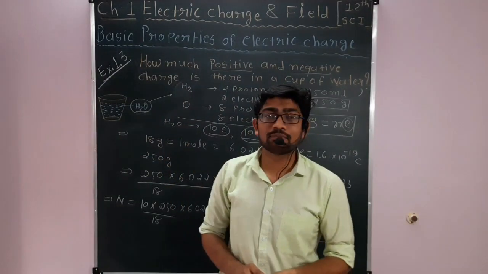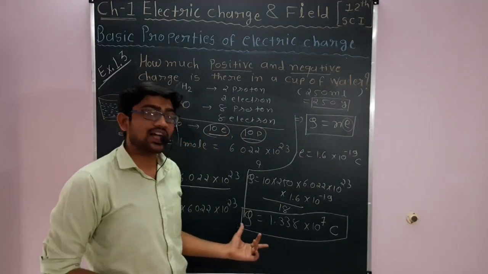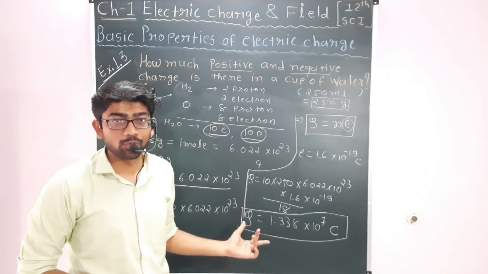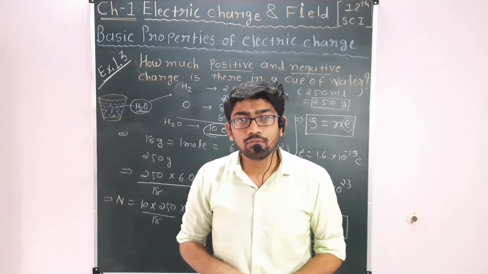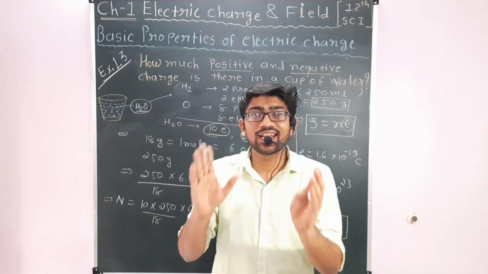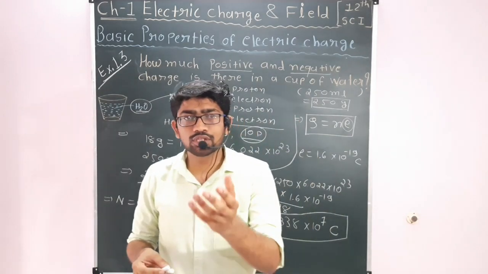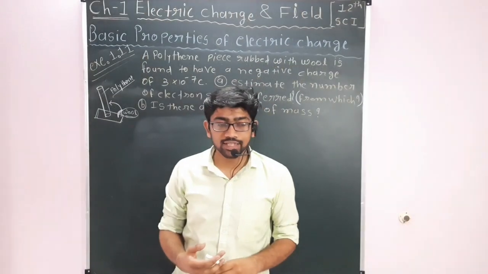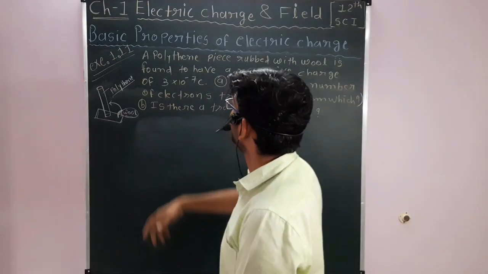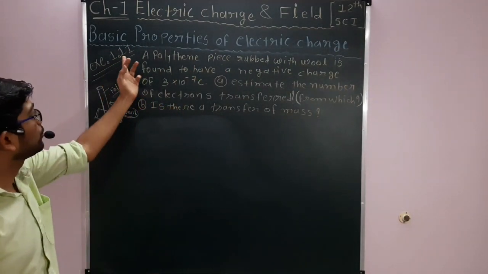In this example, we see that in 1 cup of water this much charge is present, positive and negative both. So on your own, you can find how much positive and negative charge is present in 1 bucket of water. Suppose the bucket holds 20 liters, and solve it on your own. Thank you.